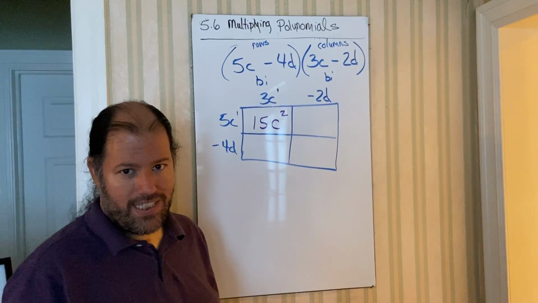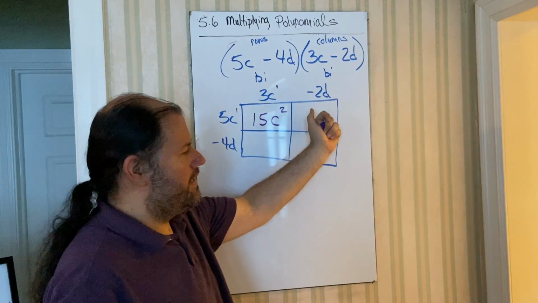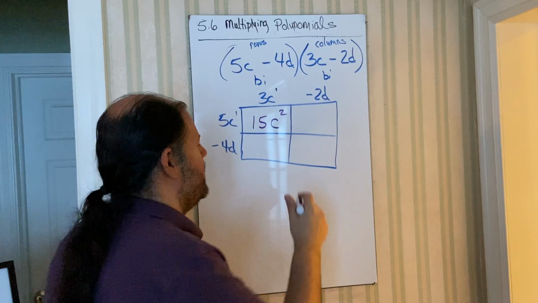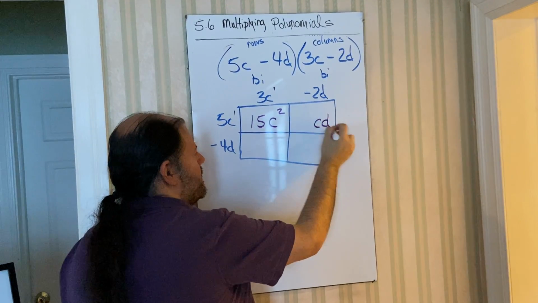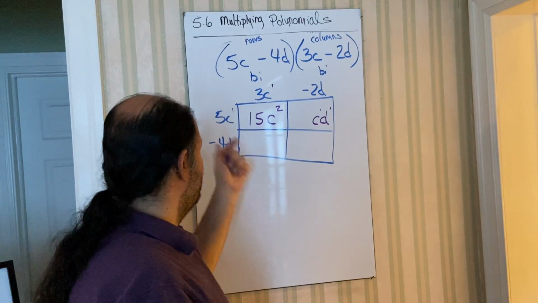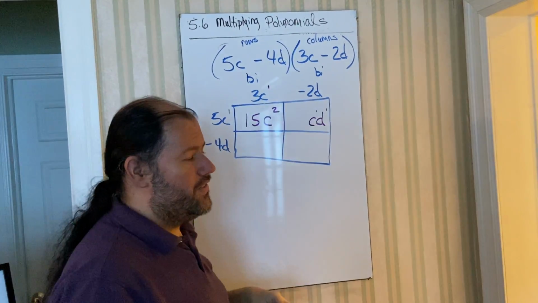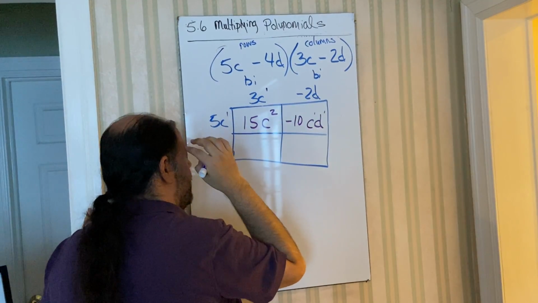Now how do we smush them together? Alphabetical. C, D, don't put D first, put C. You have 1C and you have 1D. So you can write it like this, or you put the little ones in, doesn't matter to me. And then 5 times negative 2. Coefficient times coefficient, you're going to get a negative 10.